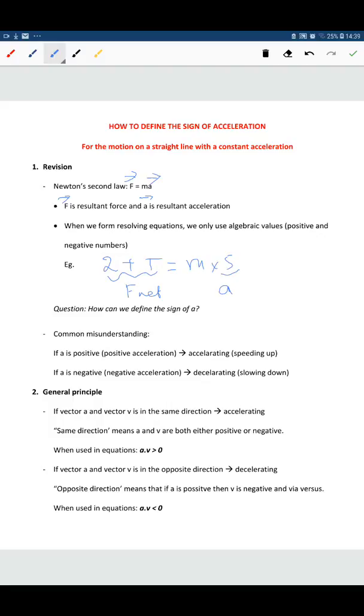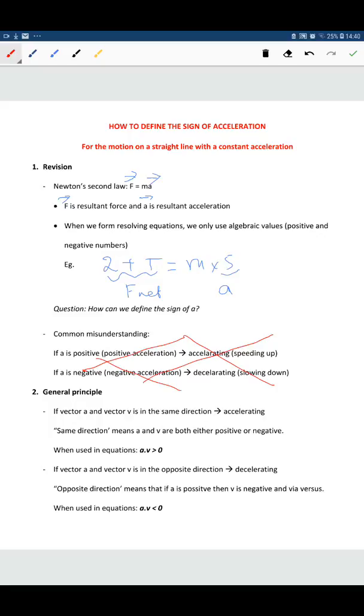However, sometimes you see people use minus 5 instead of positive 5. How do you know? The common misunderstanding that people used to think is, if a is positive, or if we have positive acceleration, then the object is accelerating. And if we have negative acceleration, then the object is decelerating. It's not correct, so just cross it out. It is not correct. That's why I say common misunderstanding.